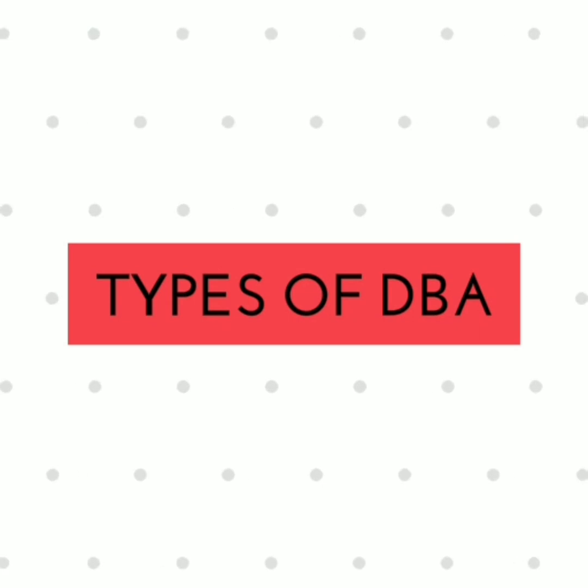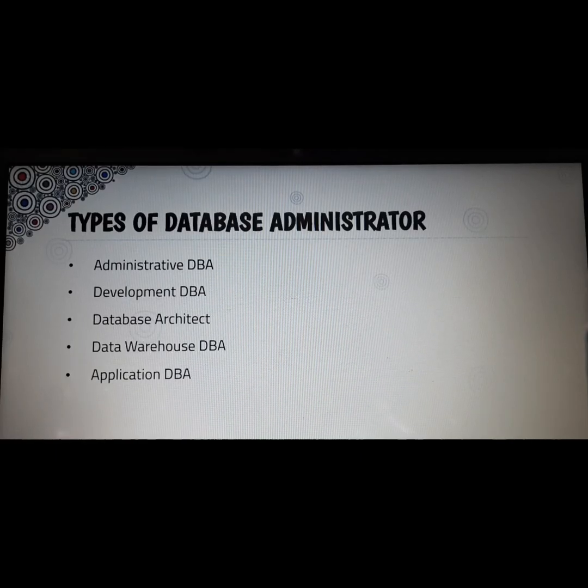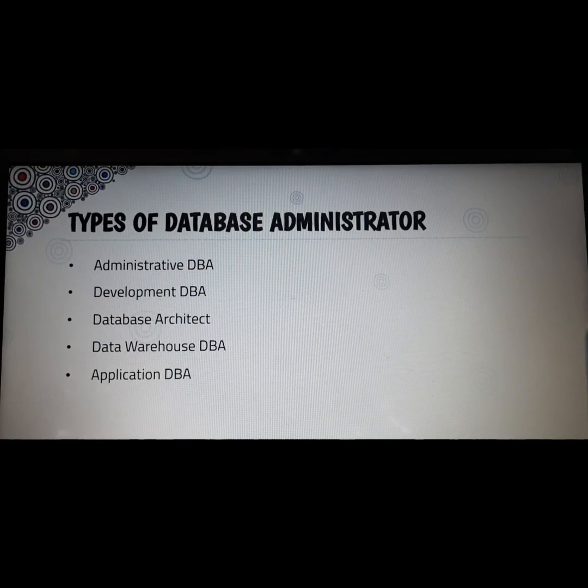The top responsibility of a database administrator is to maintain the data integrity, that is, to save the data from any kind of unauthorized access and still making the data available to all of its users. There are 5 types of database administrator: Administrative DBA, Development DBA, Database Architect, Data Warehouse DBA, and Application DBA.